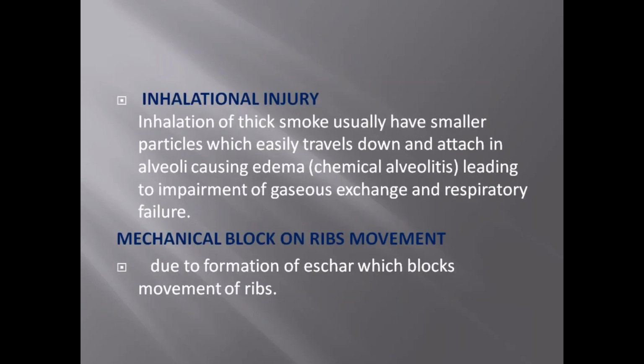Coming to inhalational injuries, inhalation of thick smoke, which usually has smaller particles, means these particles travel directly down and get attached to the alveoli, causing chemical alveolitis. This leads to edema, leading to impairment of gaseous exchange and respiratory failure. Mechanical block on rib movement: the eschar formed in third and fourth degree burns causes a mechanical block on rib movement and prevents the movement of the ribs.